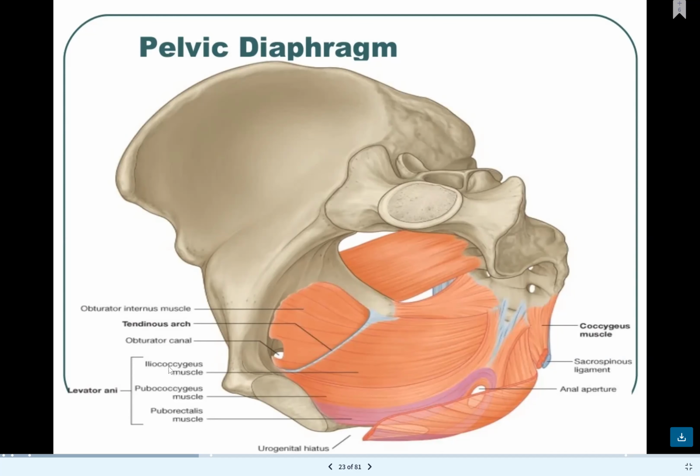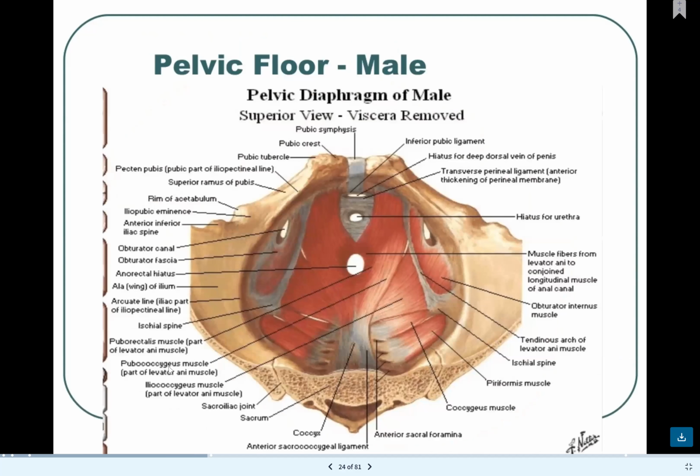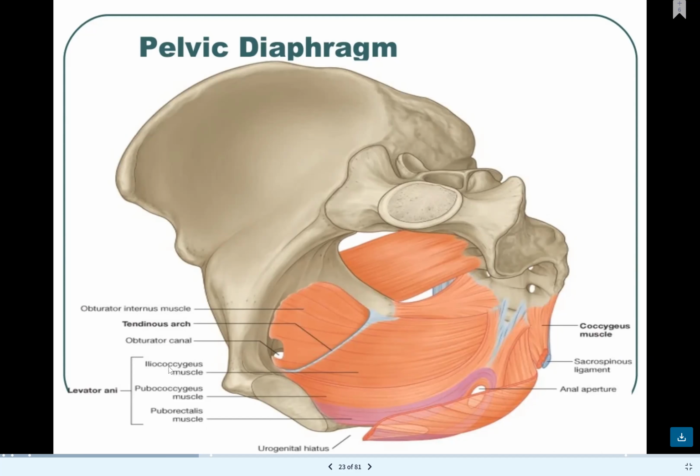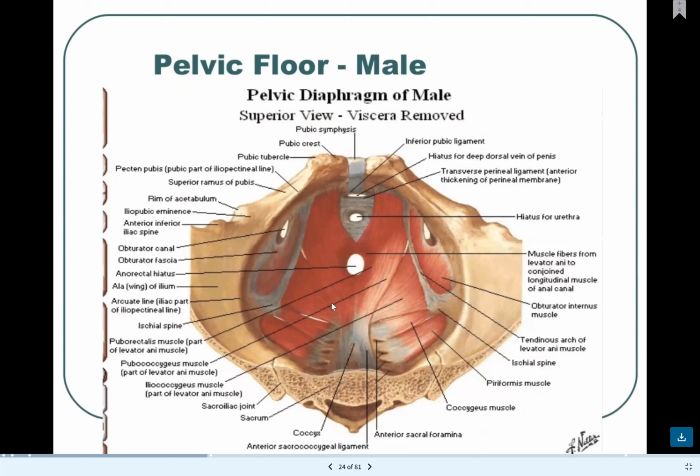And then these levator ani muscles form a majority part of the pelvic diaphragm, together with the obturator internus muscle over here. So this is just to show the pelvic floor. All these muscles here are making up the pelvic floor. We can talk about the levator ani muscles, okay?